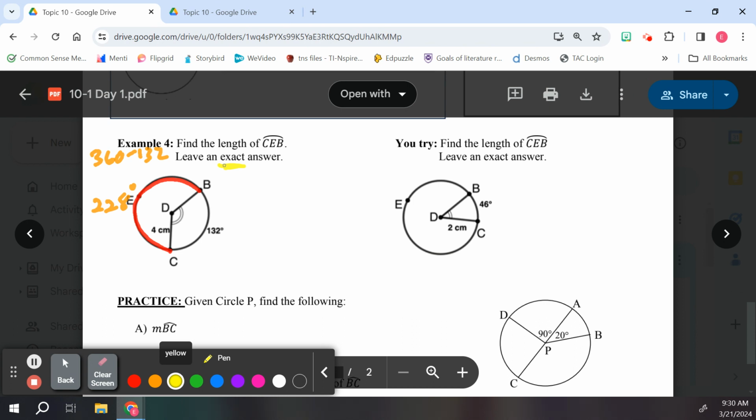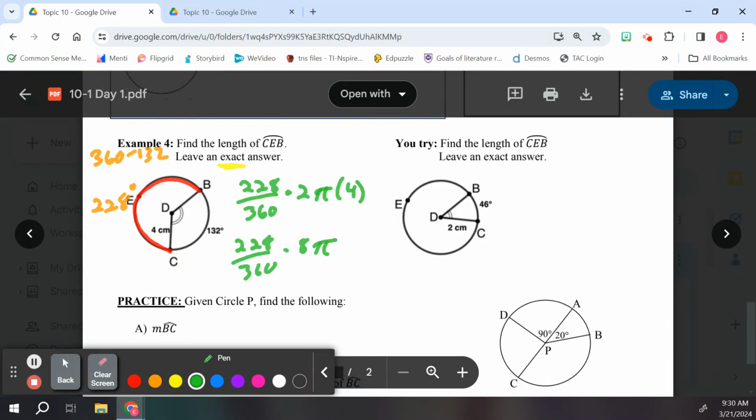So in this case, I'm going to take 228 divided by 360, multiply this by 2 times pi times the radius, which is 4. Now it's going to leave me with 228 over 360 times 8 pi. I'm not multiplying 3.14 or any of those decimal places through, okay?